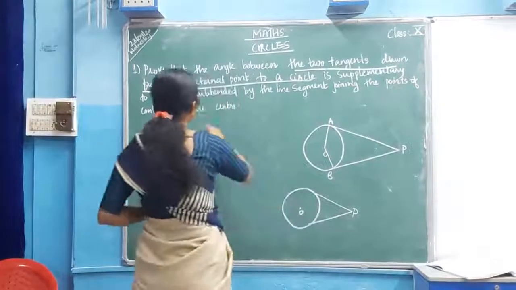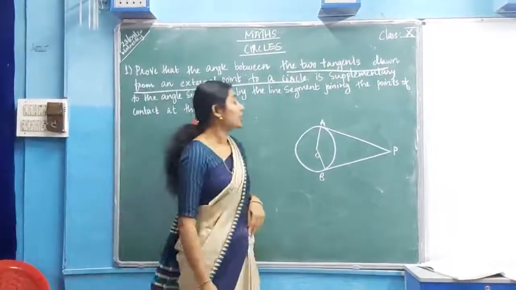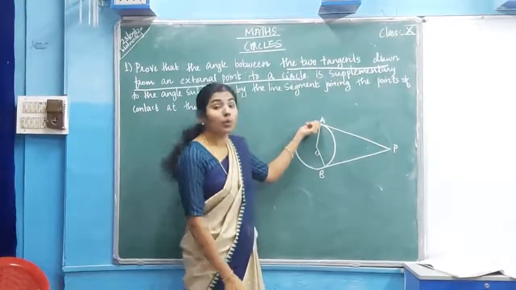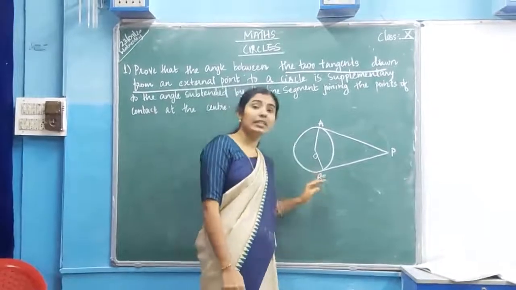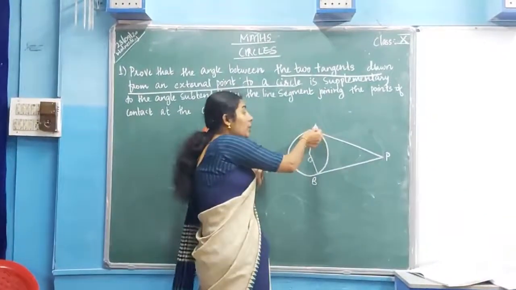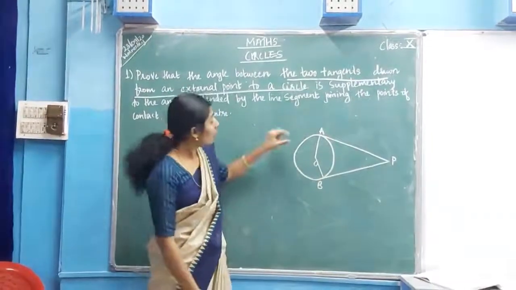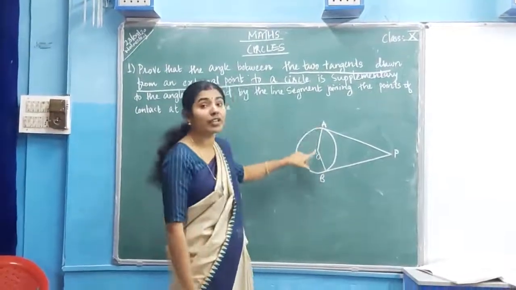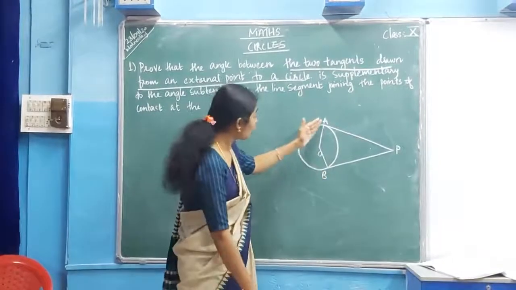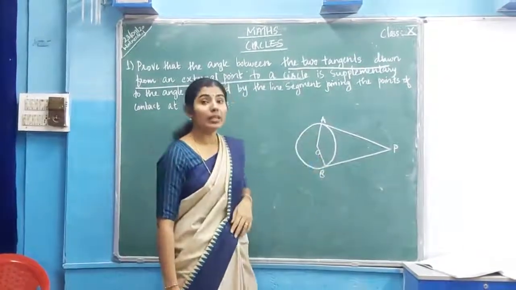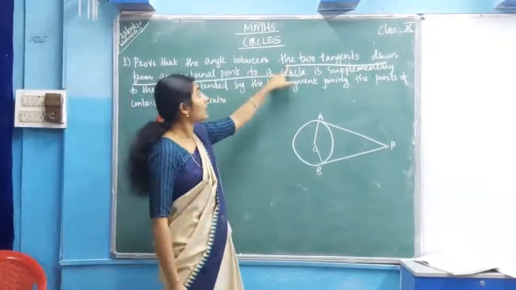Now again continue the question. Now we see, you will get two points of contact. One is A and another is B. Now the points of contact you should join to the center. When you join the points of contact to the center, what you will get? OA and OB. You should join OA and OB.